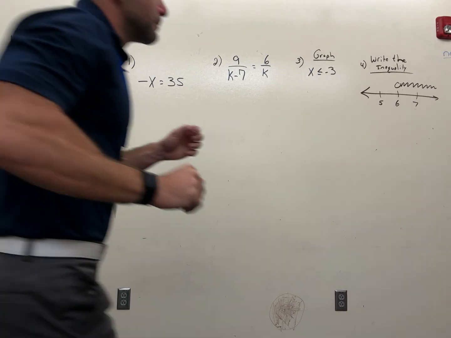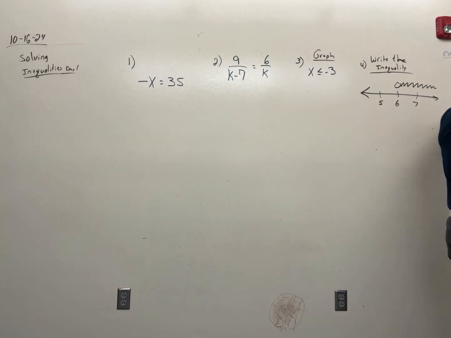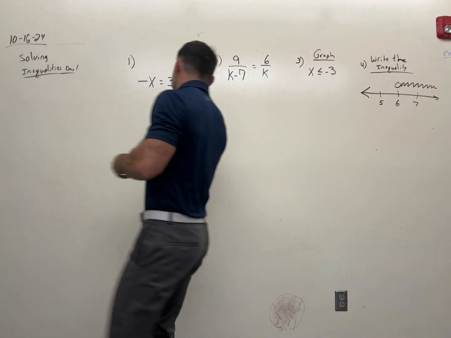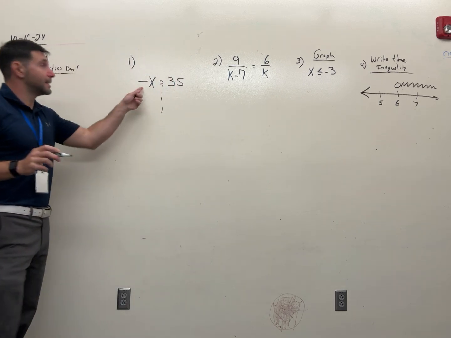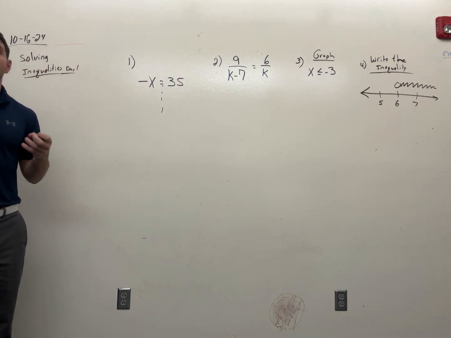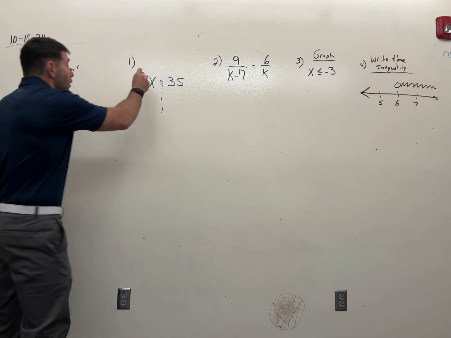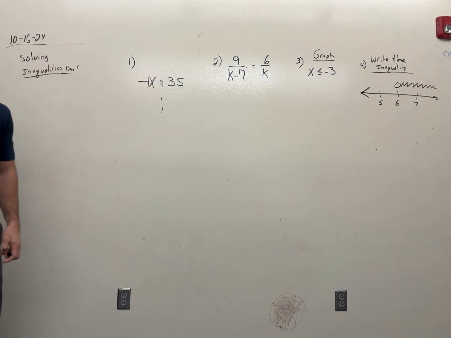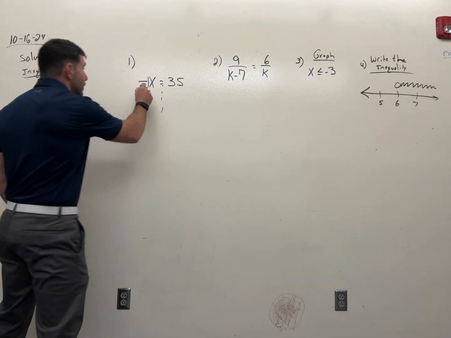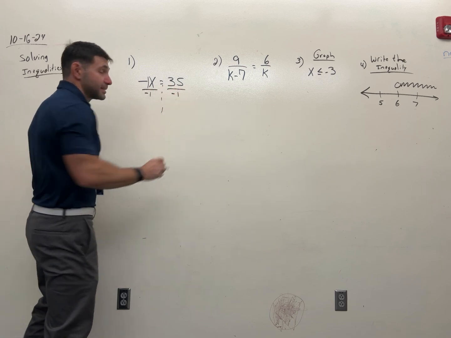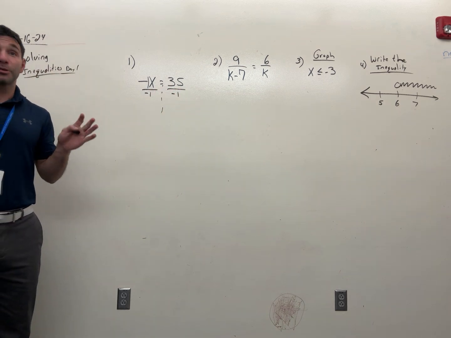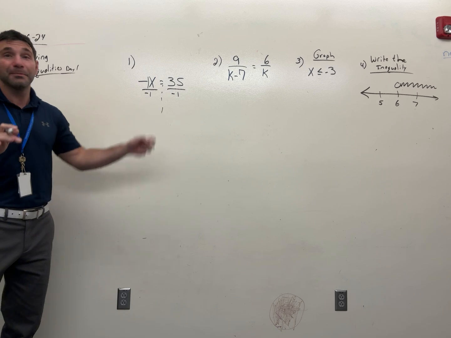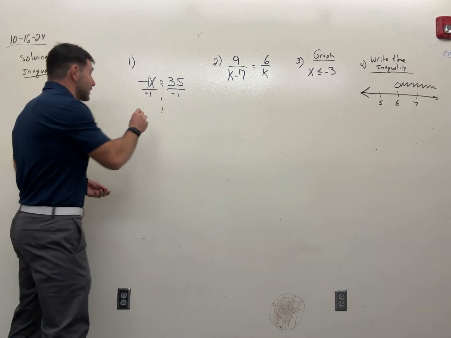Okay, so let's rock and roll. This one, balance point. We already said negative x really is negative 1 multiplied by x. So what's the inverse of multiplication? Division. We are dividing both sides by a -1. There's foreshadowing here. I'm dividing both sides by a -1.